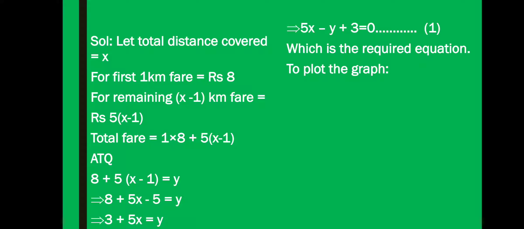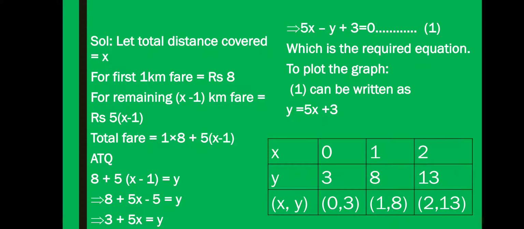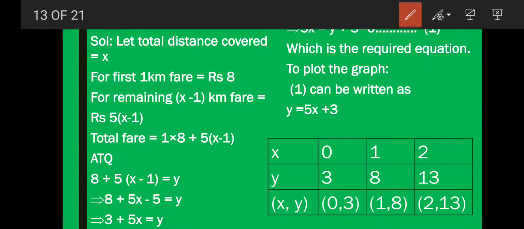Now to plot the graph, what we will do, from equation 1, y becomes equal to 5x plus 3. Okay, as you know that we have to write the equation in this form, that is y is equal to 5x plus 3. Now we will draw a table for that. How? Let us see. When you put the value of x equal to 0 here, okay, that means 5 multiply 0, 0. So y becomes 0 plus 3. That means y becomes equal to 3.